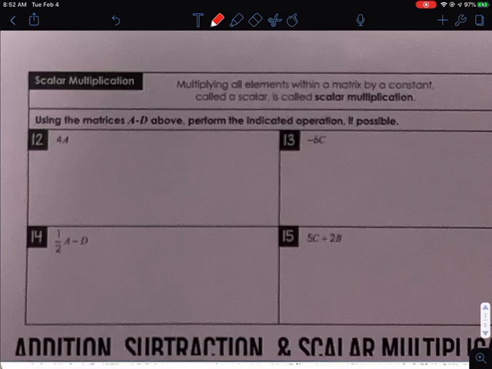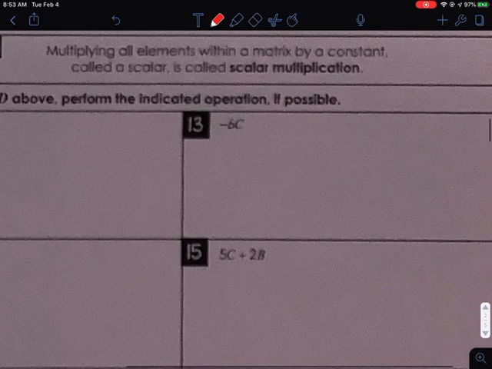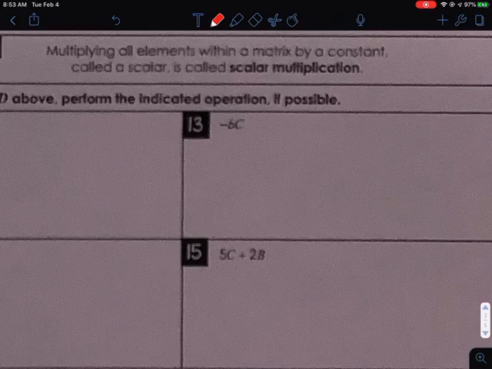All right, so now scalar multiplication. We're going to do this just like we would a distributive property. Here it says that multiplying all elements within a matrix by a constant called the scalar is called scalar multiplication. I just need you to remember that it is like the distributive property.